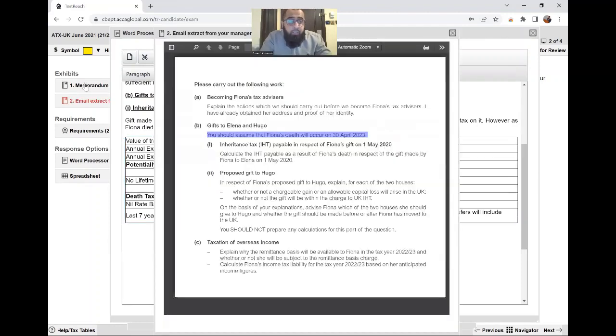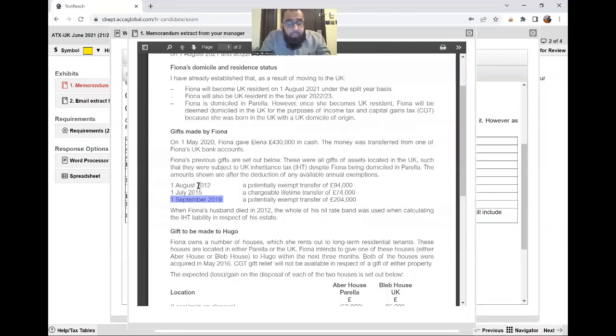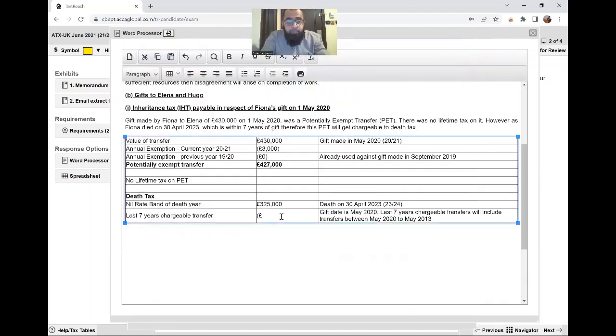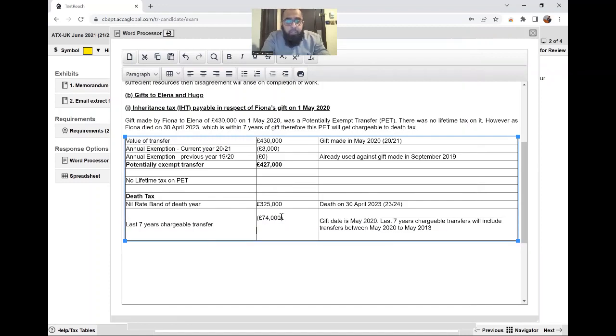So let's look at the transfers. Now this is of 2012, we'll ignore it. 2015 and 2019, 74,000 and 204,000. These are the last 7 year chargeable transfers. Okay. And this PET is also chargeable for death tax because it lies within 7 years of death. Okay. So 74 and 204. I will repeat it again, so if someone has any concern, it will get clear.